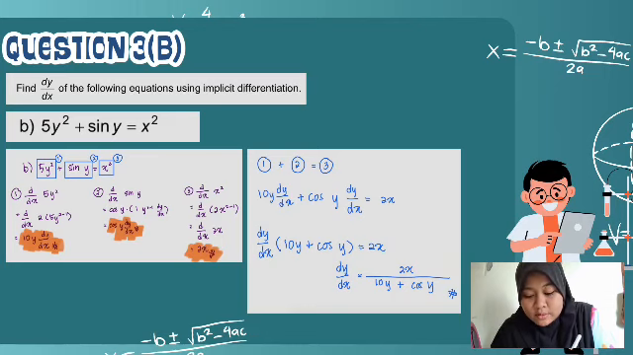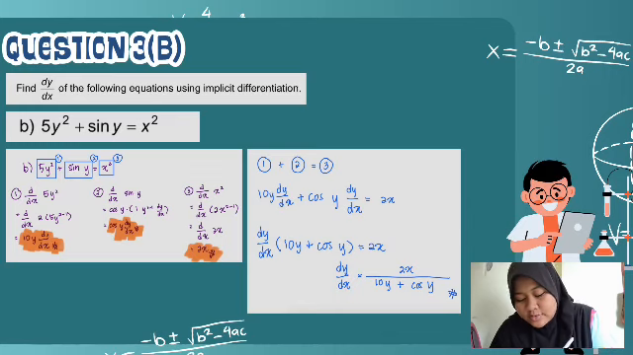What is power rule? Let me remind you that power rule is d per dx, x having the power of n will be nx having the power of n minus 1. So what will happen here is the power of 2 will be brought to the front, and then we'll minus it with 1. So it will be 2 times 5y power of 2 minus 1 d per dx.